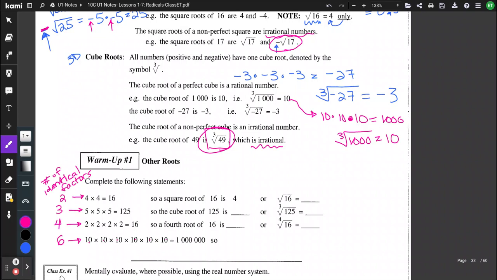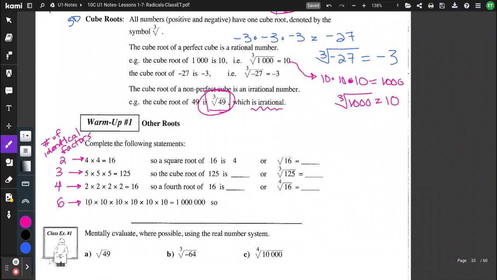So 2 4s, 3 5s, 4 2s. So we would say the square root of 16 is 4. In words, they're saying root 16 equals 4. The cube root of 125 would be 5. When it's asking for a cube root or square root, it's asking for the original number that was multiplied.